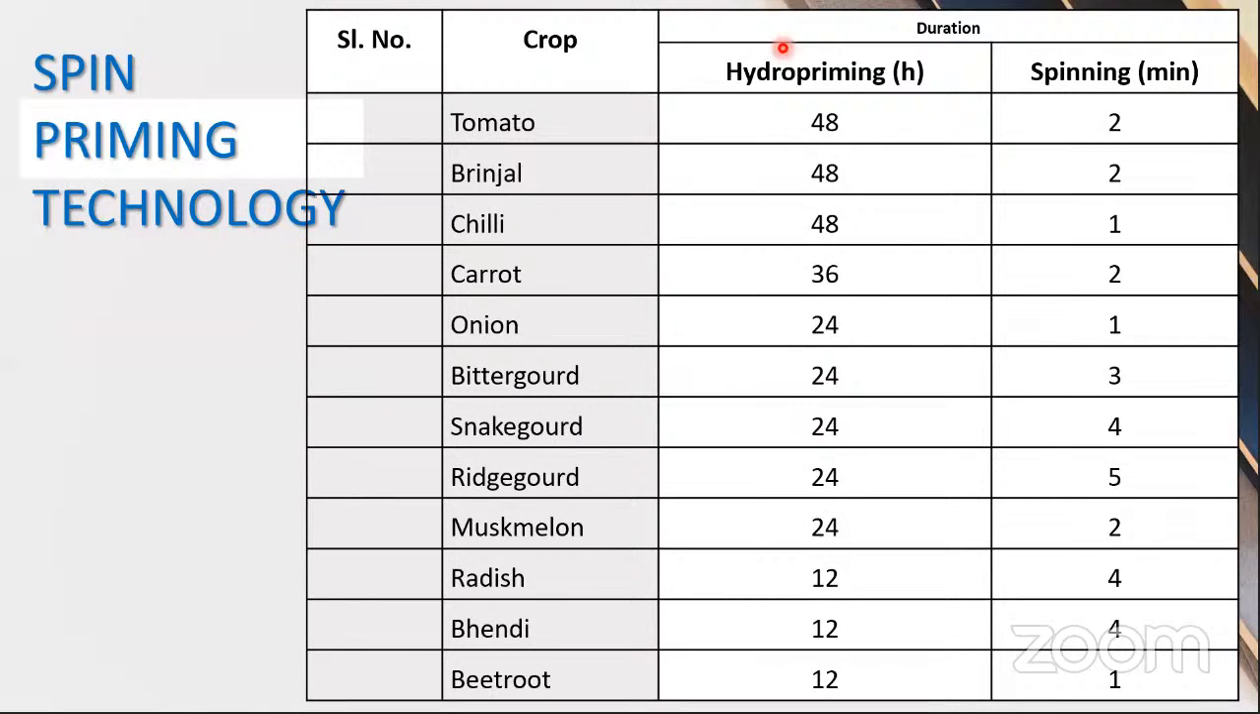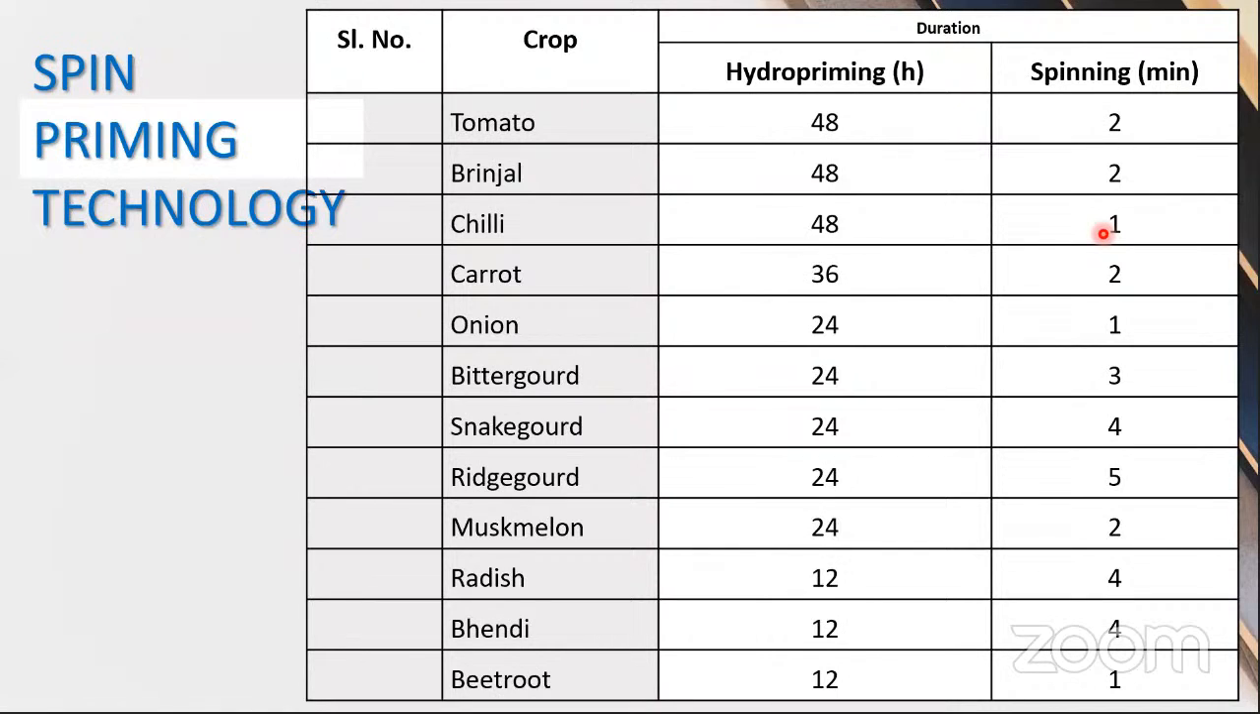During your spin priming technology in the washing machine, is there any chance of seed damage because you are using 300 RPM? Madam, you can see the slide. We have standardized it: 3 minutes, 4 minutes for some crops, but for chilli only 1 minute. Likewise, you have to standardize it. If you increase the time of spinning and you change the RPM, maybe there is some damage. Otherwise, a limited amount of spinning is actually good for your seed.